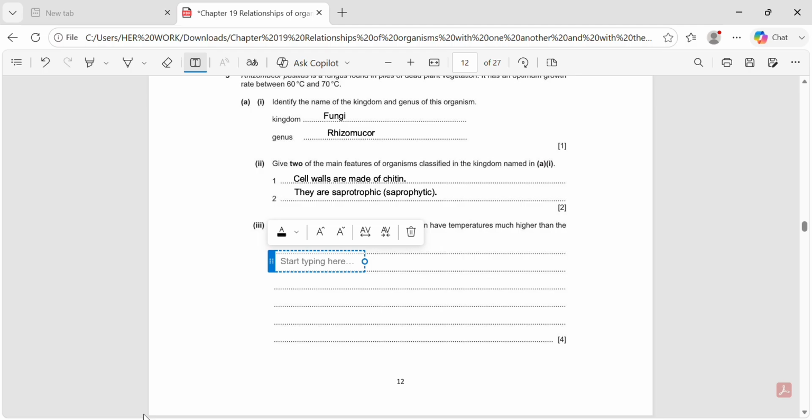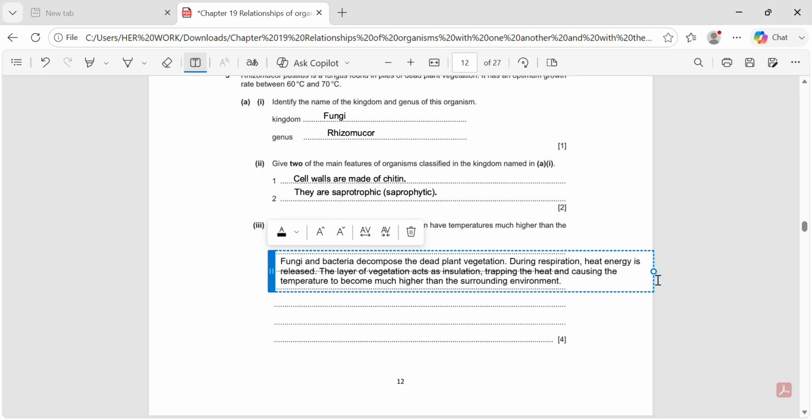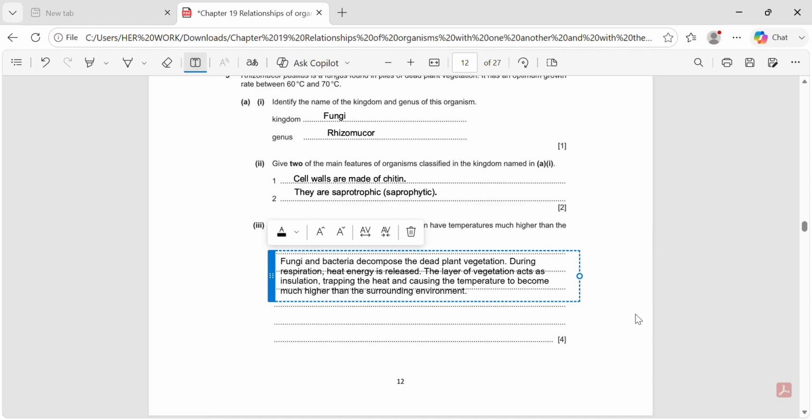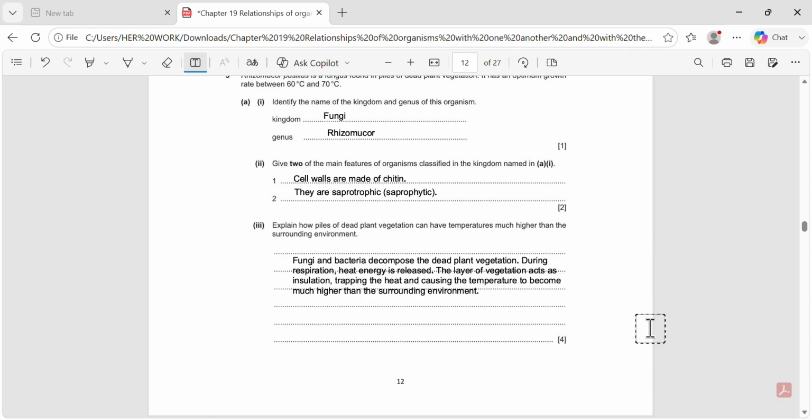So the answer we write is, fungi and bacteria decompose the dead plant vegetation. During respiration, heat energy is released. The layer of vegetation acts as insulation, trapping the heat and causing the temperature to become much higher than the surrounding environment.